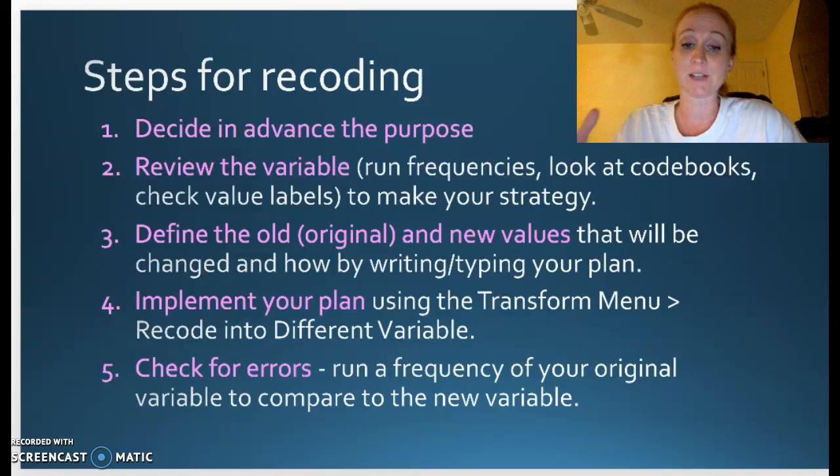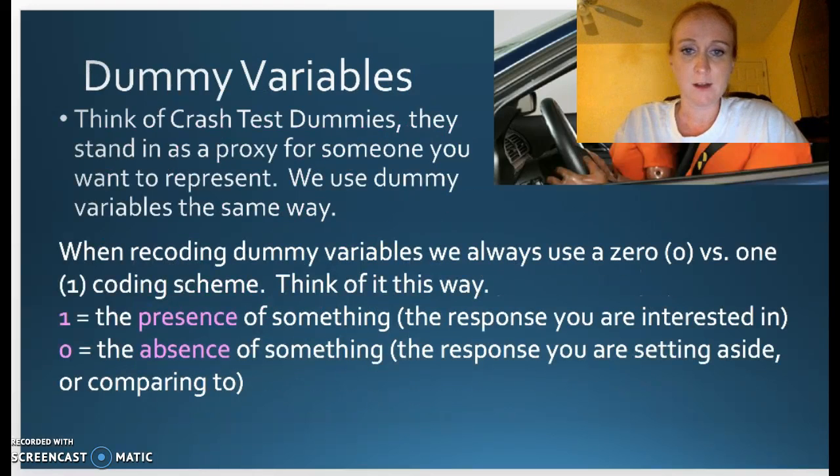Implementing your plan in the transform menu, and then once you're done, run a frequency of the original variable and your new variable you recoded, just to check and make sure everything is right. So the one you're probably going to use the most is dummy variables, right? So we use the 1-0 coding scheme quite a bit, and you'll use this in all kinds of ways.